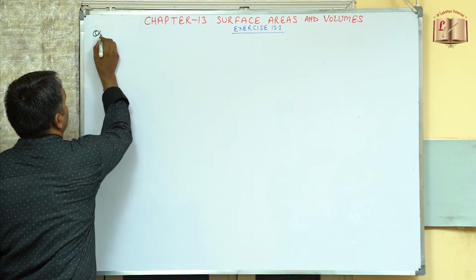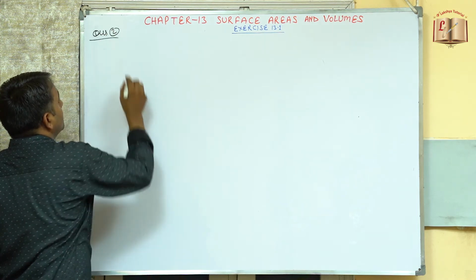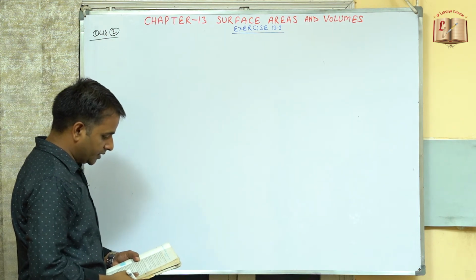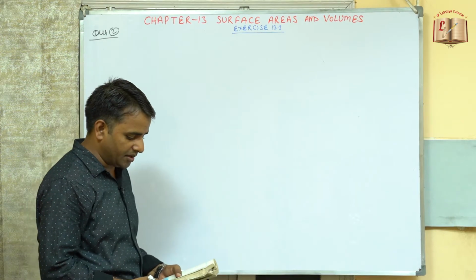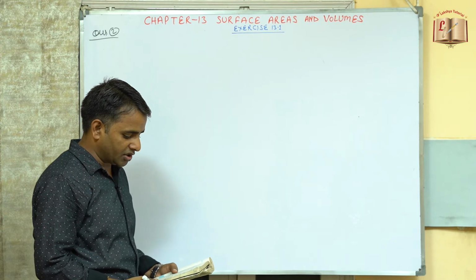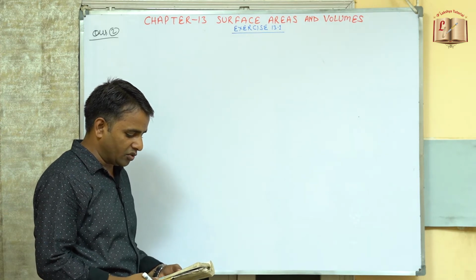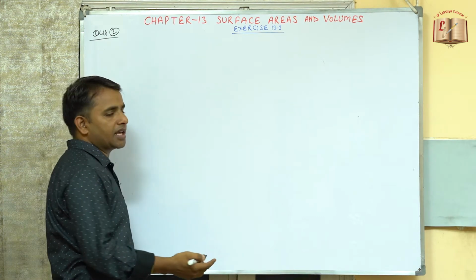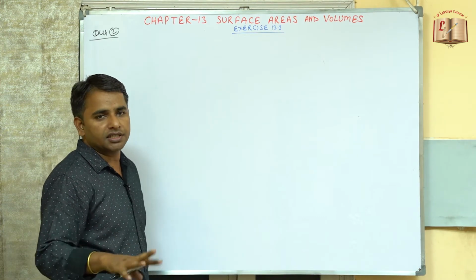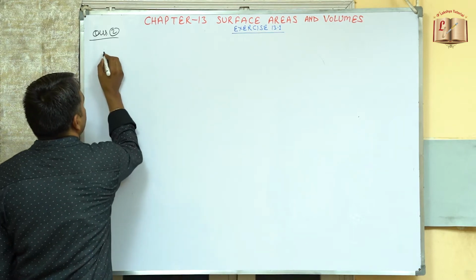Now coming to question number 2. The length, breadth and height of a room are 5 meter, 4 meter and 3 meter respectively. Find the cost of whitewashing the 4 walls of the room and the ceiling. अभी इसमें सारी एरिया इंक्लूड हो जाएगी except the floor area. सिर्फ फ्लोर एरिया ही नहीं रहेगी, बाकी सारी एरिया रहेगी.